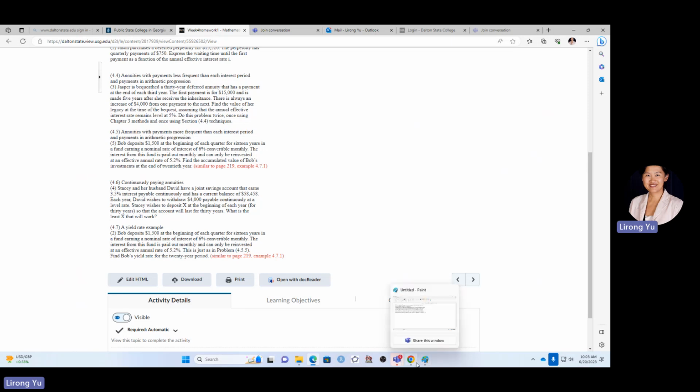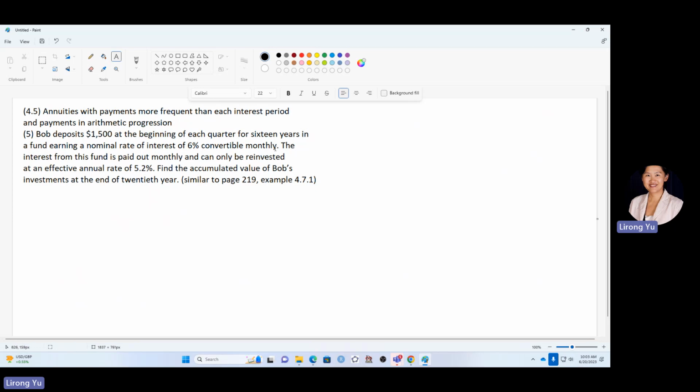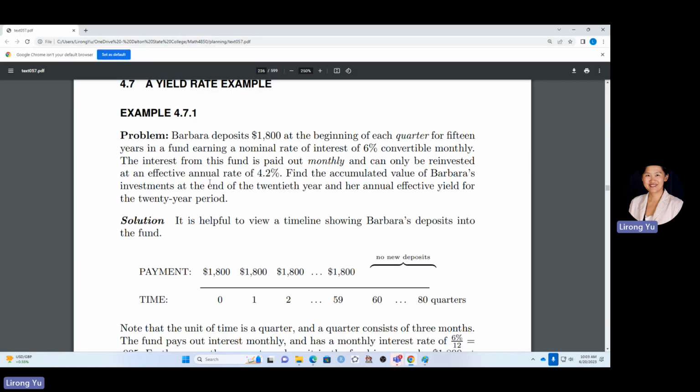All right, since it's similar to example 4.7.1, it's best to understand 4.7.1 and then use that as the example. If you look at these two questions, this is the homework assignment and the textbook. This is 4.7.1. The example in the textbook is saying that we have a deposit of 1,800 at the beginning of each quarter for 15 years. The nominal interest rate is 6% convertible monthly. Now we're using a sinking fund method.